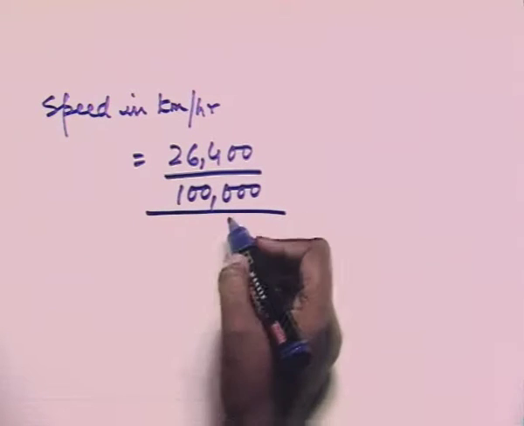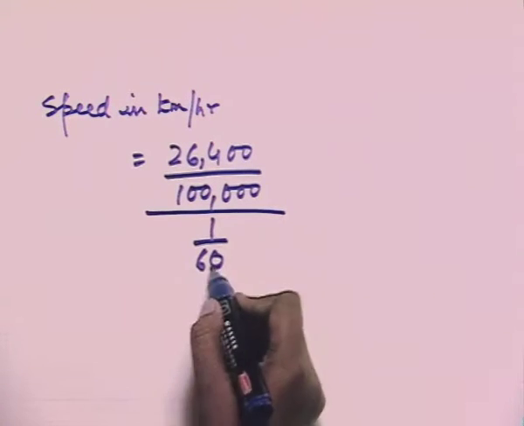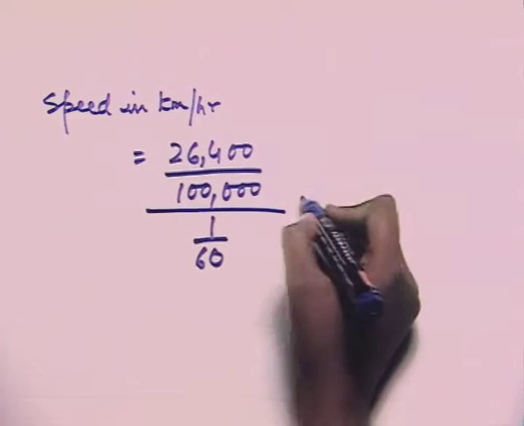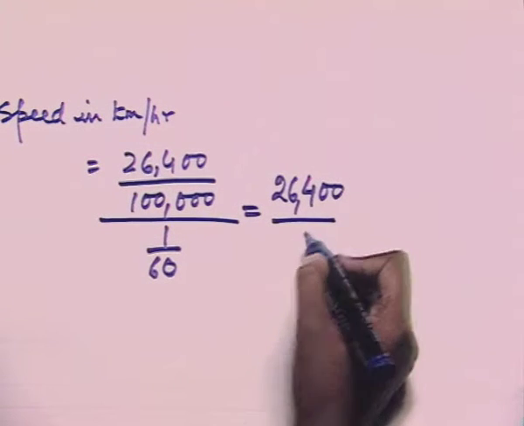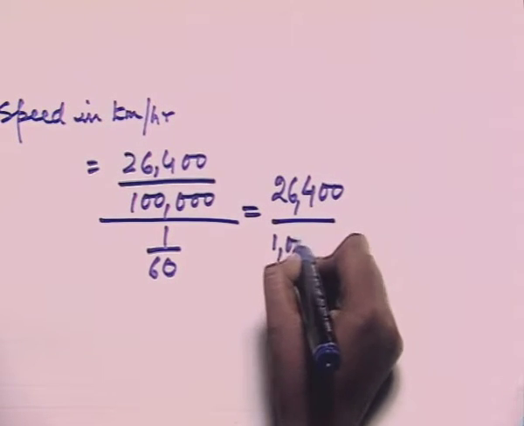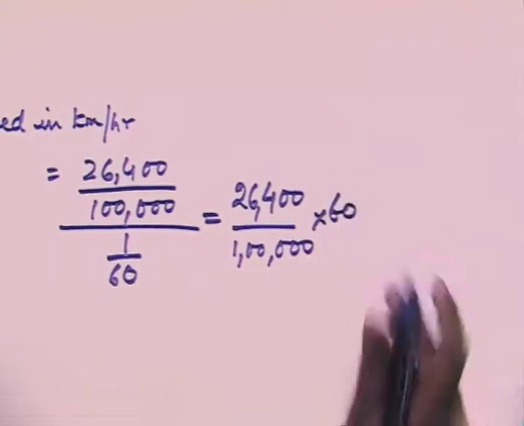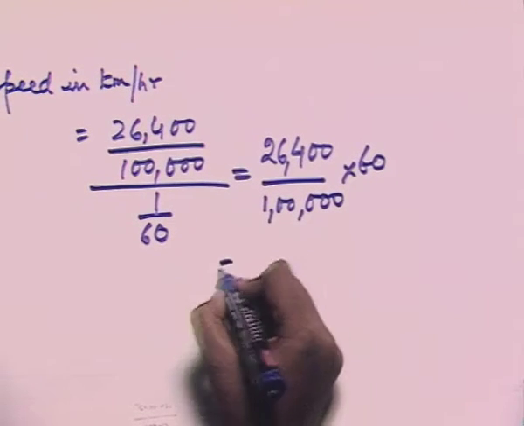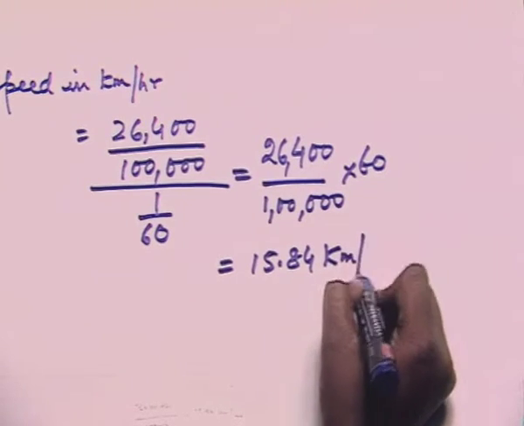we have to change from minutes to hours. So, 1 minute, 60 minutes gives us 1 hour. So, this is the actual quantity, 26,400 divided by 1 lakh multiplied by 60. So, the speed is 15.84 kilometers per hour. But how can we find out area of a circle?